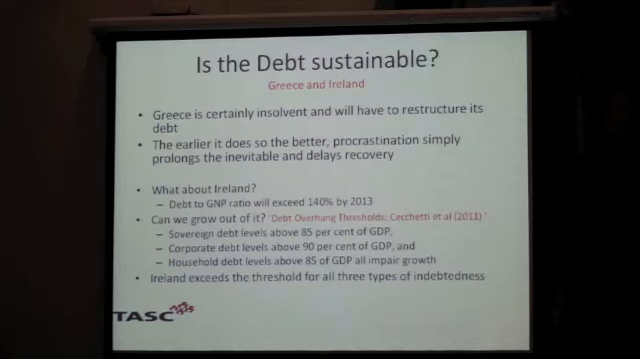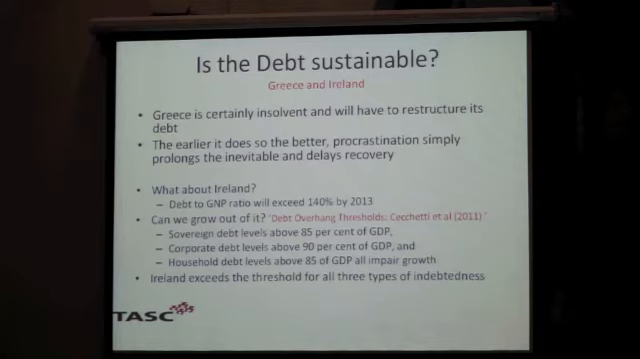What about Ireland? Well, Ireland's debt to GNP ratio, and we're always told that we should use GNP instead of GDP, will exceed 140% by 2013. By comparison, Greece will be close to 160%. Can we grow out of it? Well, we have a lot of recent evidence regarding debt overhangs, which perhaps haven't been included in some of the more recent models of Ireland's growth potential.